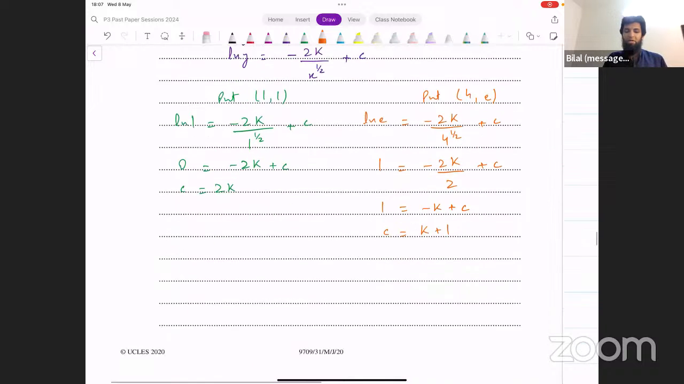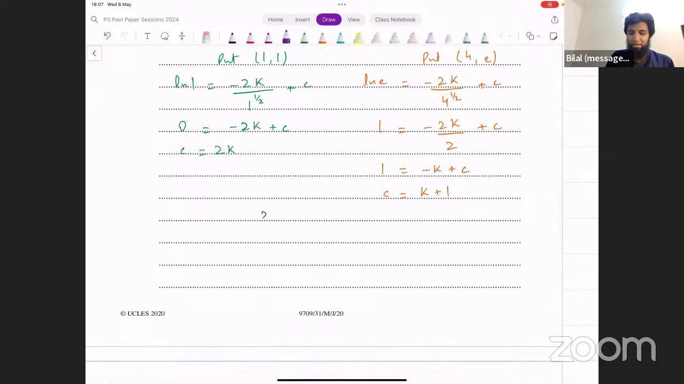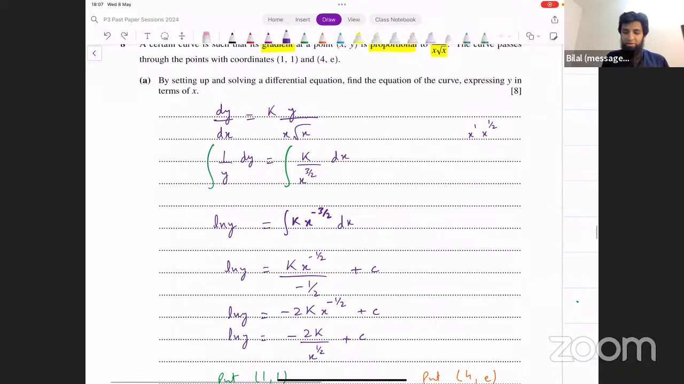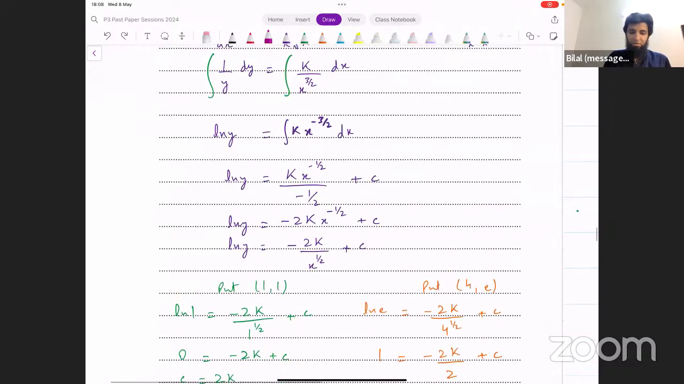Now you just solve them simultaneously. That gives you 2k equals k plus 1, and the value of k turns out to be equal to 1. What's c then? C is 2 times k, so c is going to be 2. We've got the values of c and k now. Once we've got the values of c and k, we needed to write the equation of the curve expressing y in terms of x. Let's write that down.